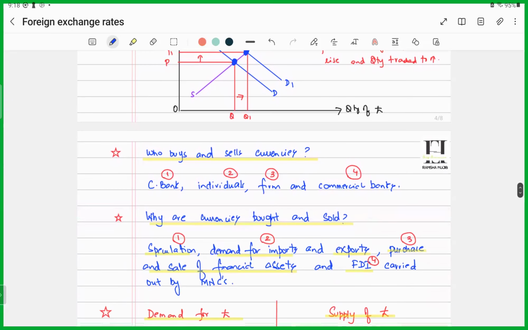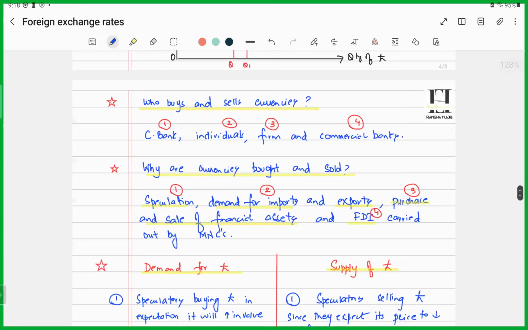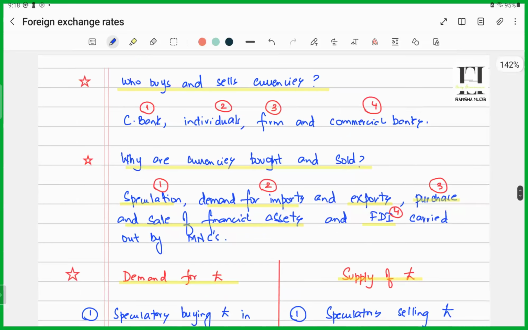So now the question which arises is, who buys and sells currencies? When you're talking about exchange rate, who actually needs these currencies? Why do we actually deal in currencies? So central bank, individuals, firms, and commercial banks, they all either buy or sell these currencies.